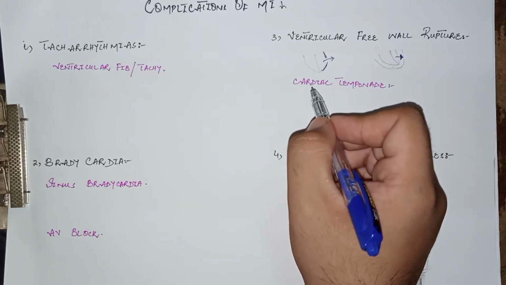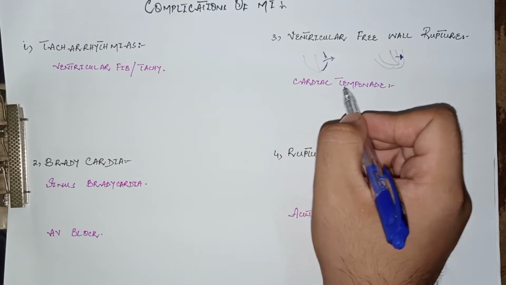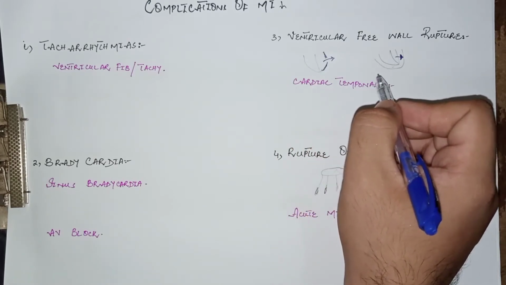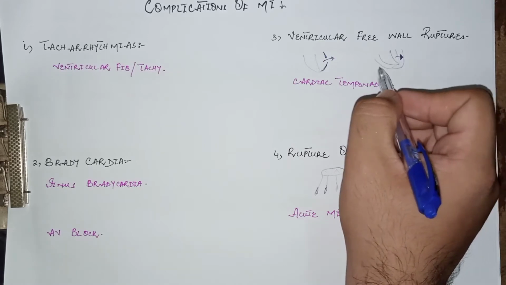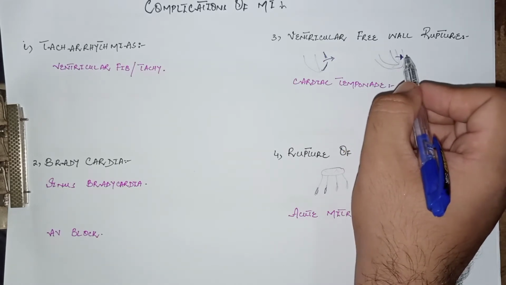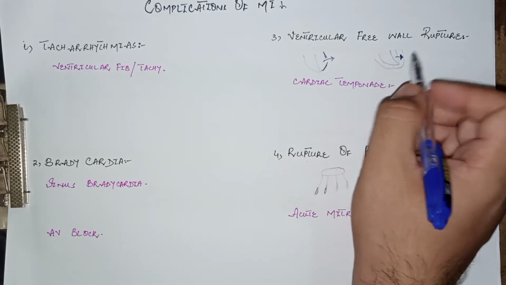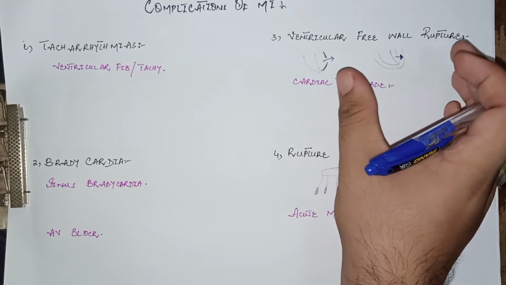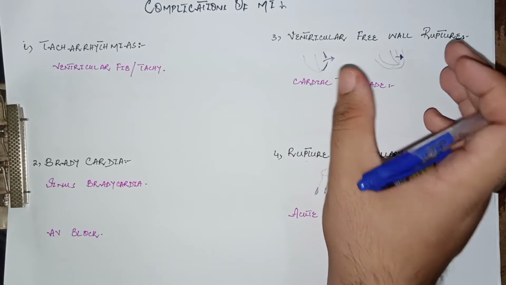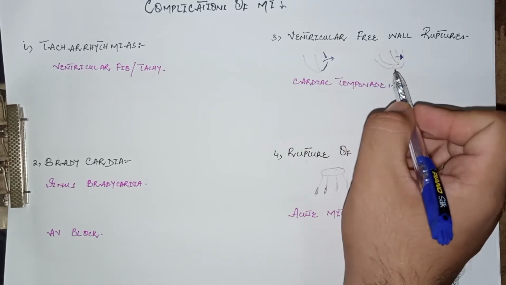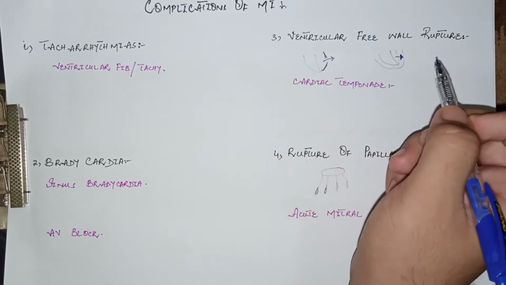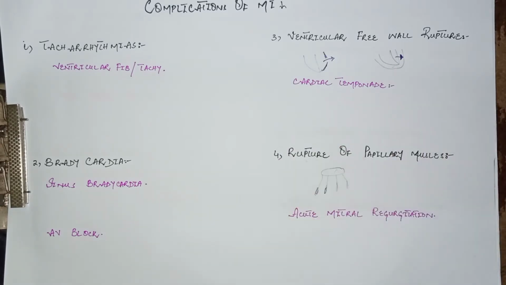Remember Beck's triad of cardiac tamponade. It comprises low blood pressure, distant muffled heart sounds because of the accumulation of blood around the heart, and raised JVP because the heart is compressed by the outside blood. So there is raised JVP. These three features are called Beck's triad. These are the cardiac tamponade features.